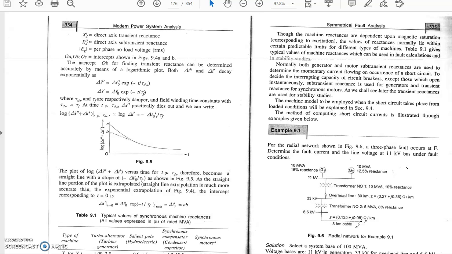XD double dash is the direct axis subtransient reactance, XD dash is the direct axis transient reactance, and XD is the direct axis synchronous reactance. These are the three types of reactance, and three types of current will occur. The highest current will be in the subtransient condition, after that the current will decrease, and finally the current will reach the steady state condition.